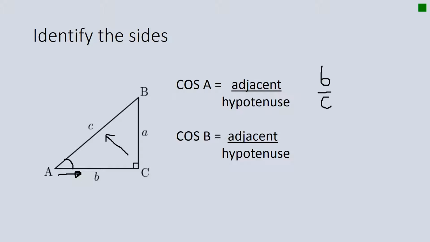Now again, these ratios change depending on what angle you're talking about. So we're talking about angle B. So this is angle B. So the adjacent side to angle B is actually A over the hypotenuse C. So the ratios will change depending on where your angle is in the triangle.